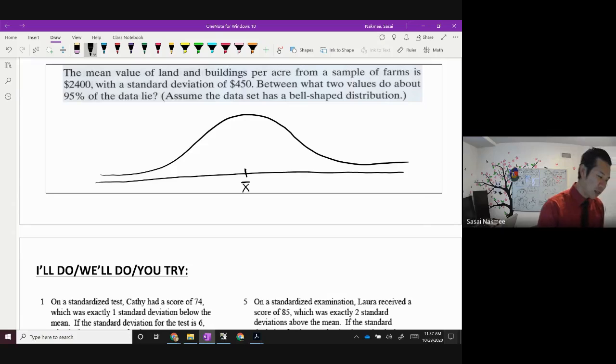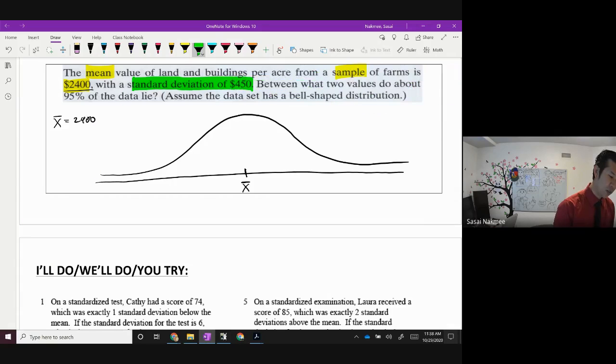Okay, so let's see here. The mean value of the land and buildings per acre for the sample of farms is 2,400. So they're telling us the average is 2,400. All I'm doing is just reading that the mean value of the sample is 2,400 with a standard deviation of 450. So the standard deviation is 450. Between what two values do about 95% of the data lie?